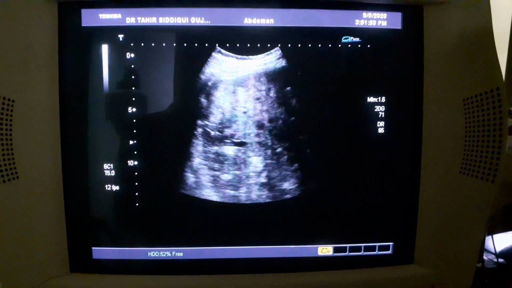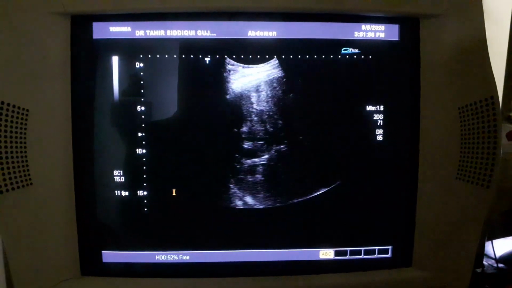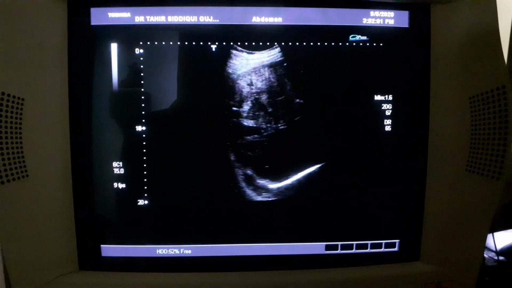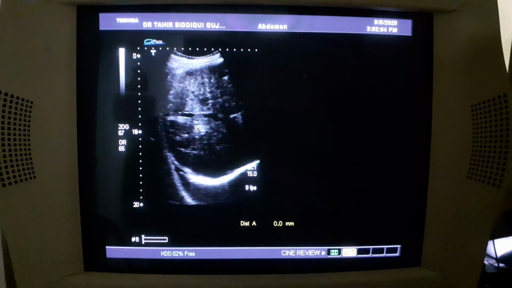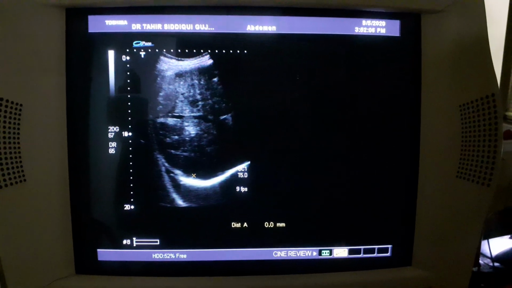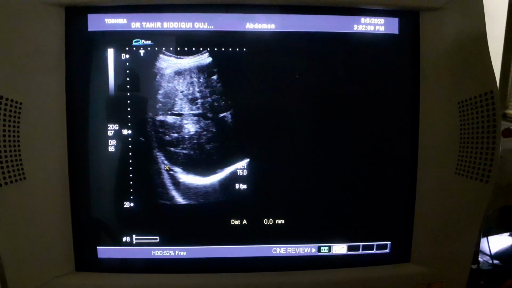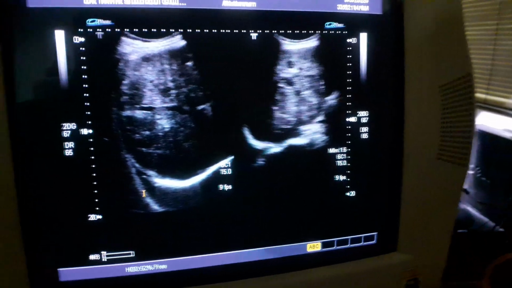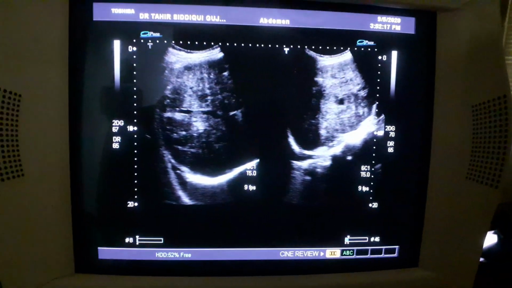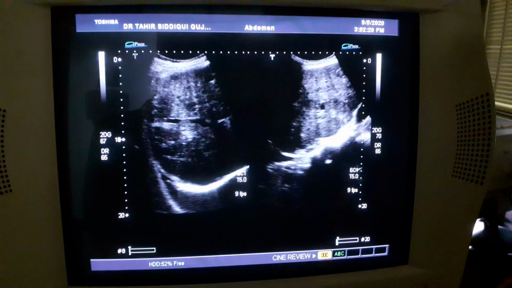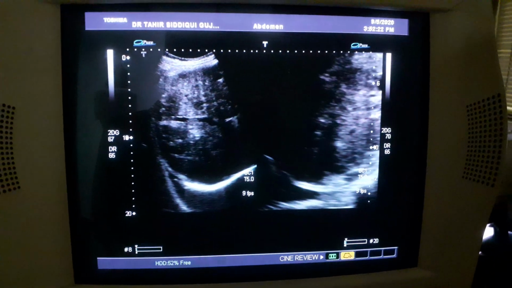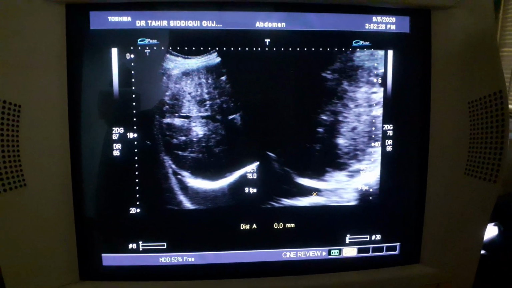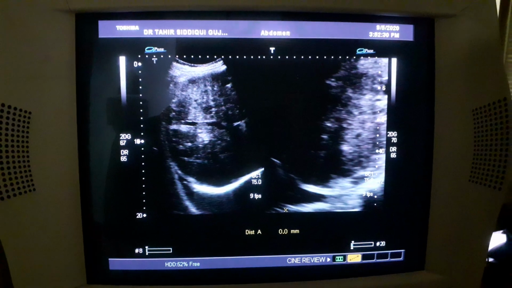Now, this is the pleural effusion. This is fluid in the right pleural space. This is the diaphragm. From a different angle, if you wish to see the pleural effusion, see that. This is the pleural effusion, this is the diaphragm.